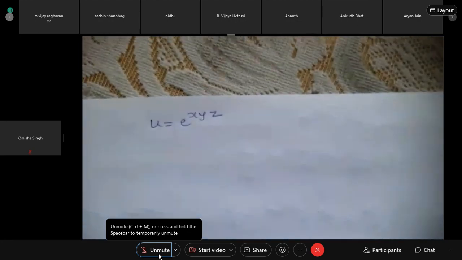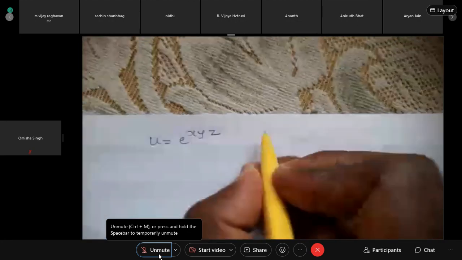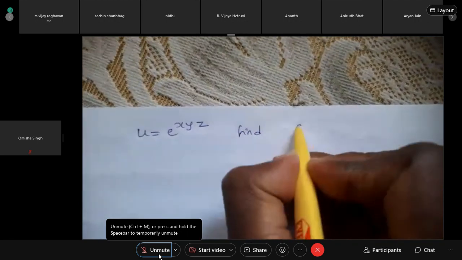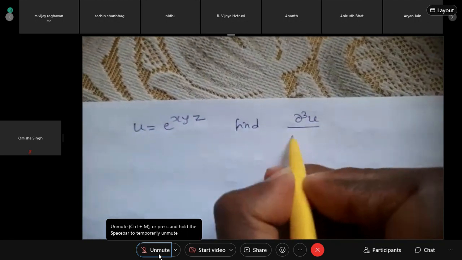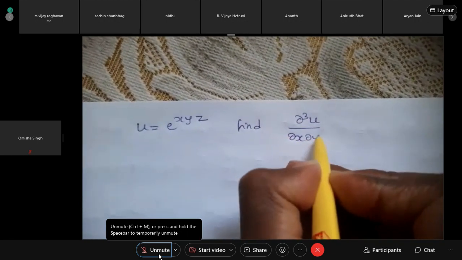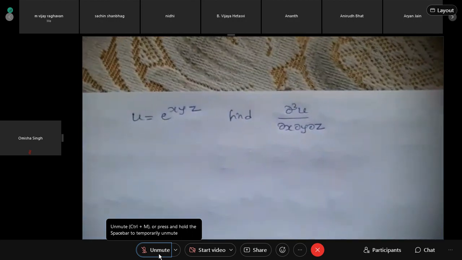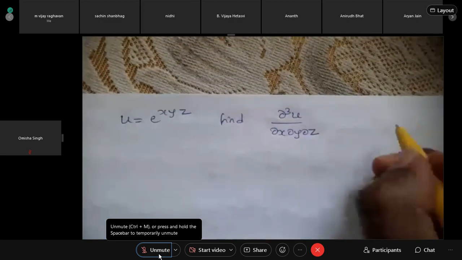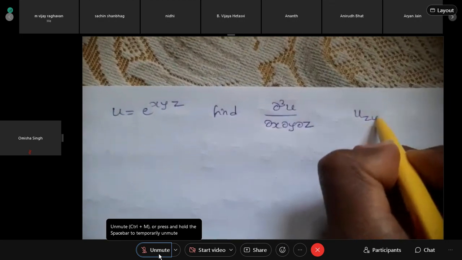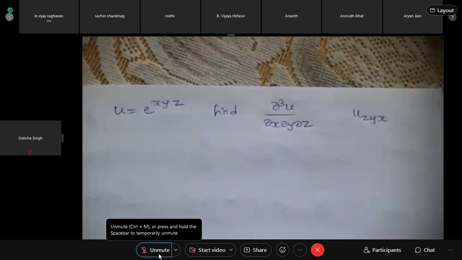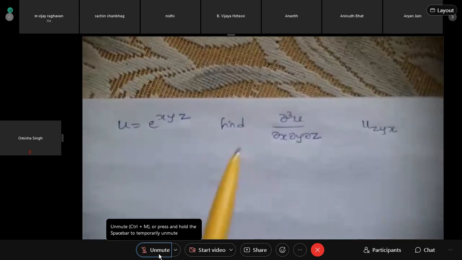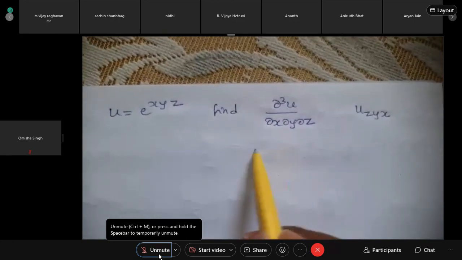If u is equals to e to the power of xyz, then find dou cube u over dou x dou y dou z, which is the same thing as u subscript zyx. How do you find it out? What is the order of the derivative here?